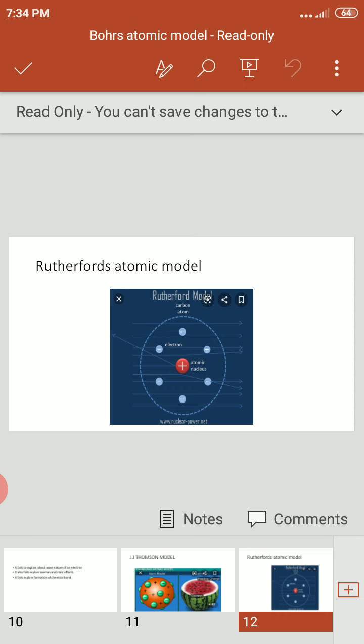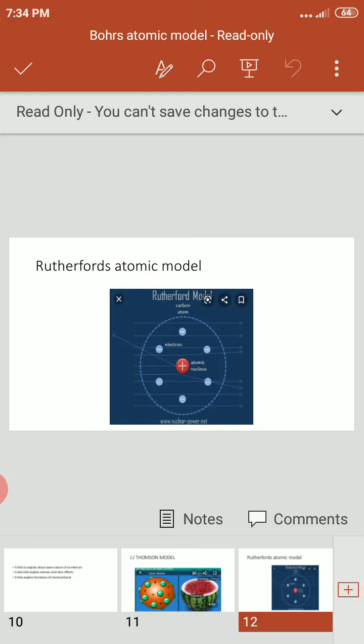But the failure of this model is that as long as the electron revolves around the nucleus, after some time it may lose its energy and fall onto the nucleus, and the atom would collapse. But this was not happening in atoms. That was not explained by Rutherford's model.